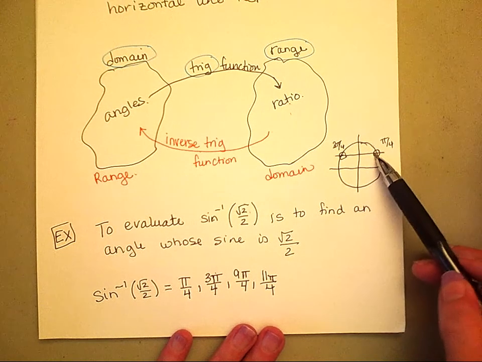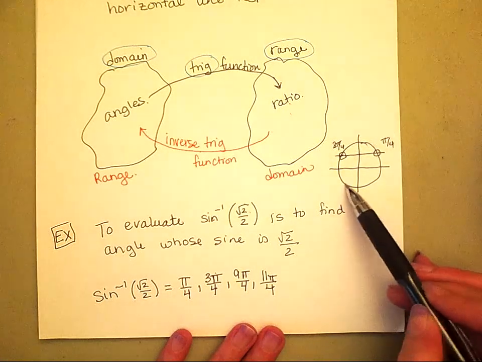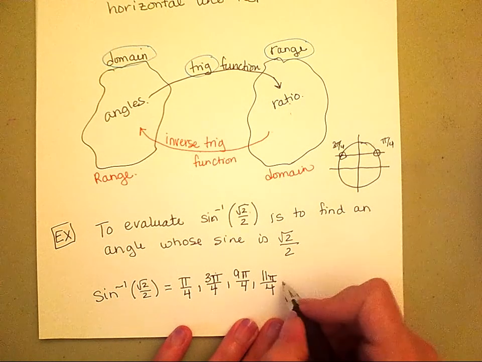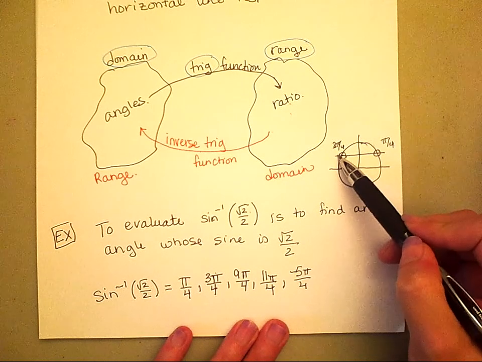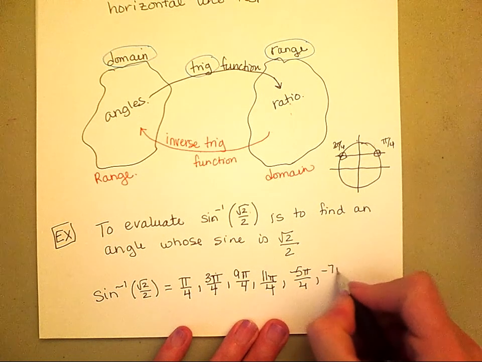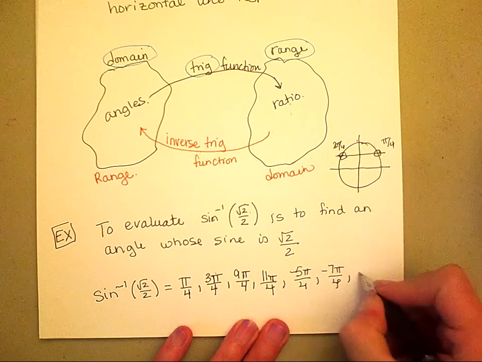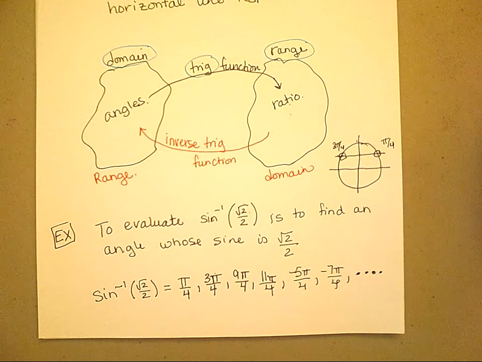I could also look at the negative angles. So if I went in negative rotation, this is negative 1, 2, 3, 4, 5 pi's over 4. If this is negative 5 pi's over 4, then 6, 7 pi's over 4. And that's just a few. There's an infinite amount.